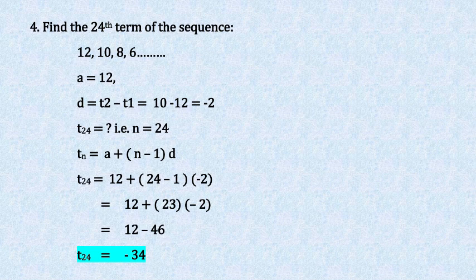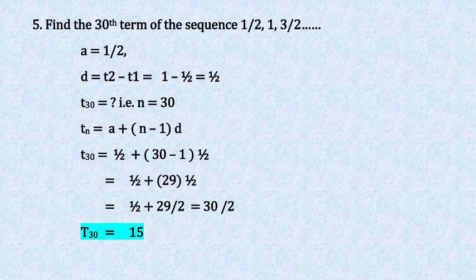Then in the next step, keep 12 as it is. 24 minus 1 will result as 23. 23 into minus 2, its product will be minus 46. So 12 minus 46 is equal to minus 34.